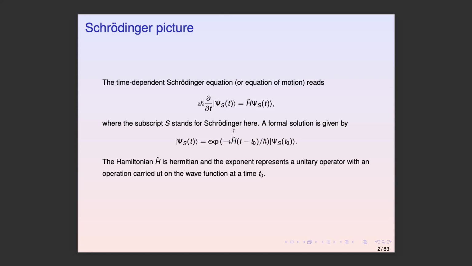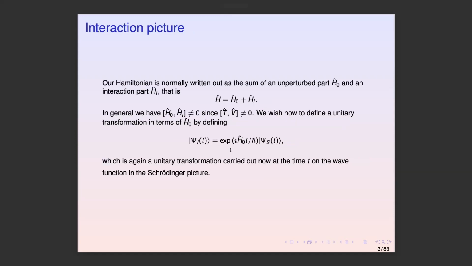This exponential here represents a unitary transformation. And you can quickly see that this is a unitary transformation. If you take the Hermitian conjugate of this one and multiply it with itself, this is going to give you the unit matrix.